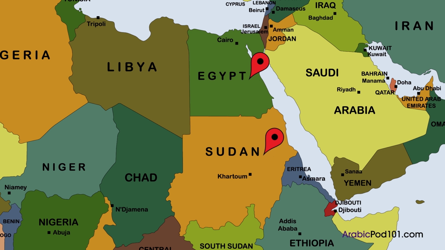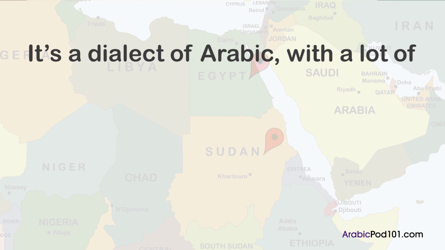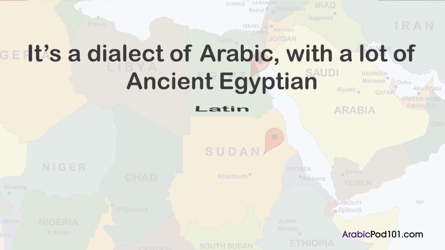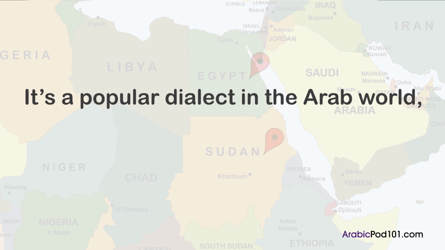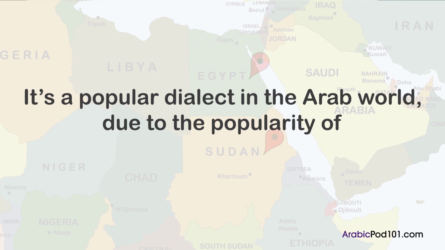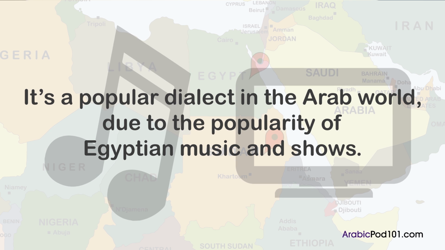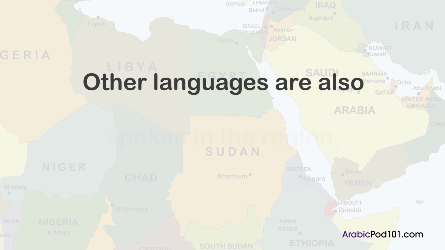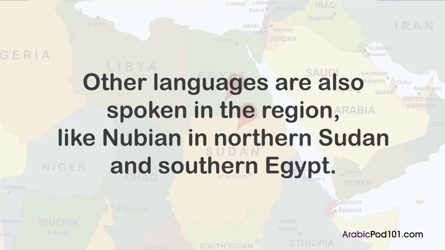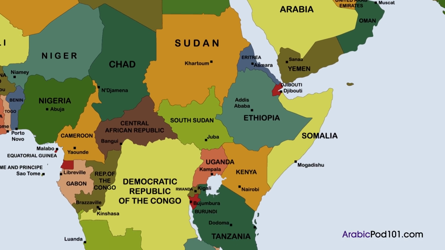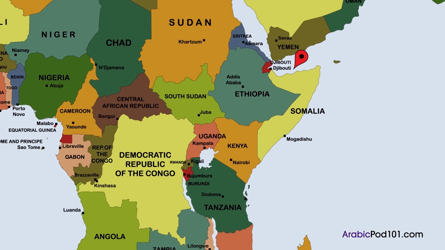Next, we have Egypt and Sudan, where the dialect widely known as Egyptian Arabic is spoken. It's a dialect of Arabic with a lot of ancient Egyptian, Latin, Turkish, French, and English influence. It's a popular dialect in the Arab world due to the popularity of Egyptian music and shows. Other languages are also spoken in this region, like Nubian in northern Sudan and southern Egypt. Arabic variants are also spoken in other African countries like Djibouti, Somalia, Eritrea, Tanzania, Chad, and Comoros.